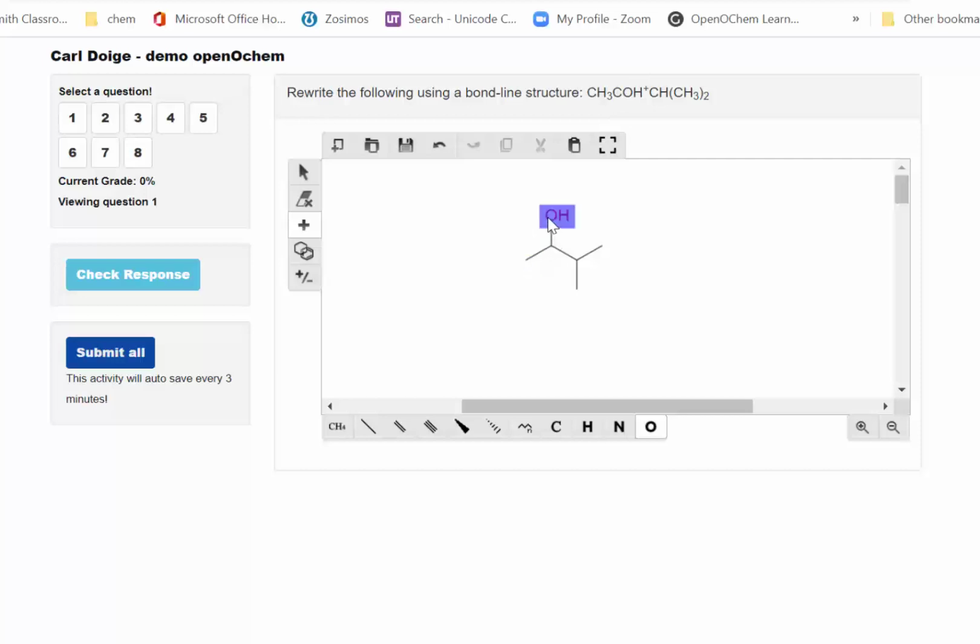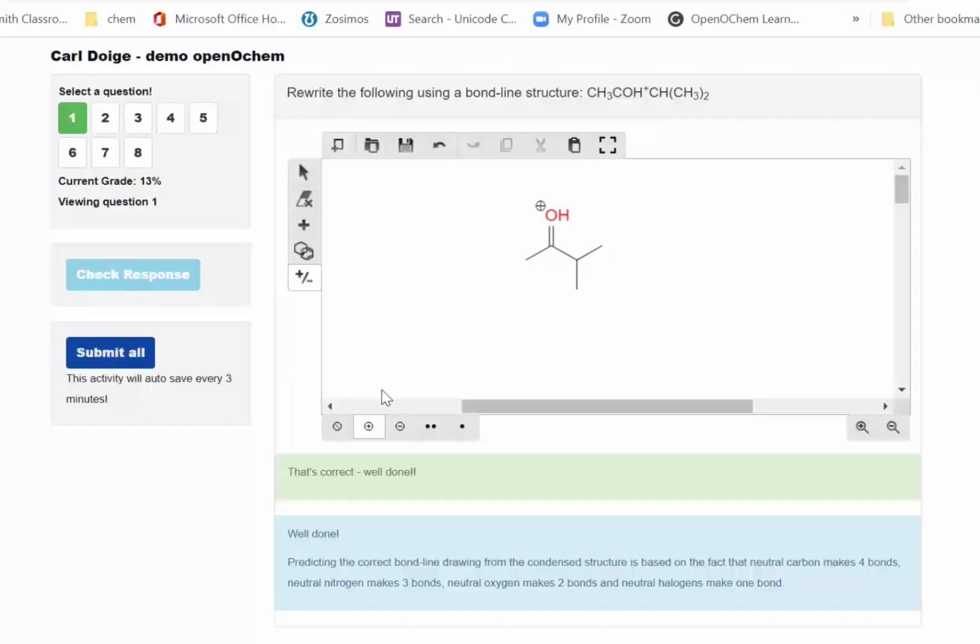Now, how is it that this oxygen has a positive formal charge? Really, the only way that can happen is if this is a double bond. And now I'm going to use the formal charge tool like this. Okay, so I've just drawn the bond line drawing. I check, I've got 1, 2, 3, 4, 5 carbons. So I'll check my response here, and indeed I have it correct.